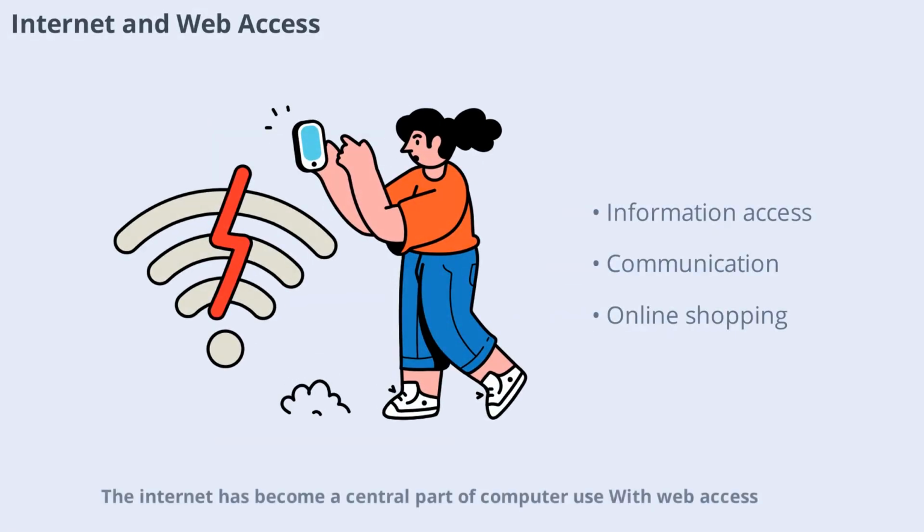The internet has become a central part of computer use. With web access, users can browse information, communicate via email, shop online, and participate in social networks. The internet connects people and businesses around the world, making information and services more accessible than ever before.